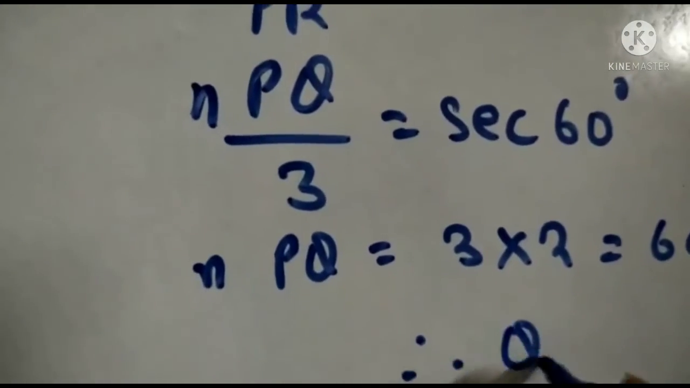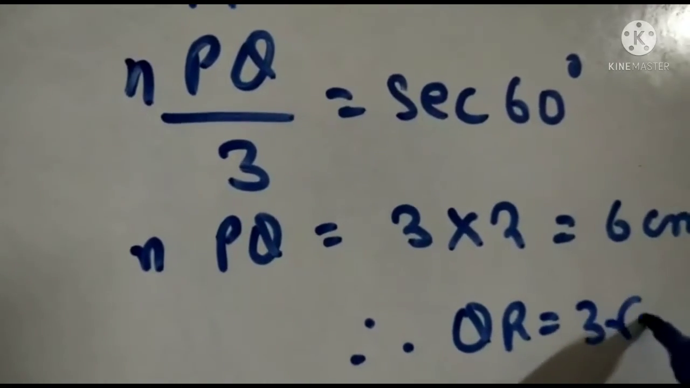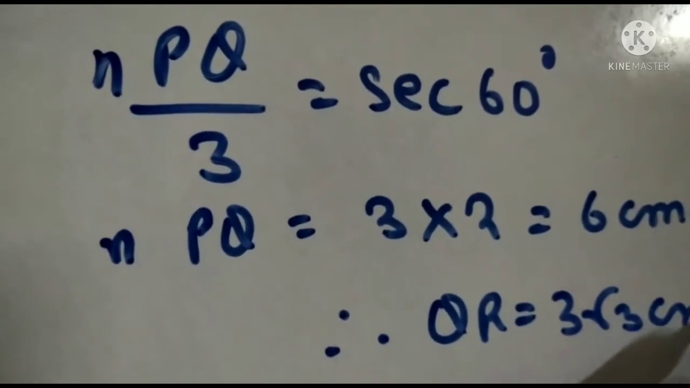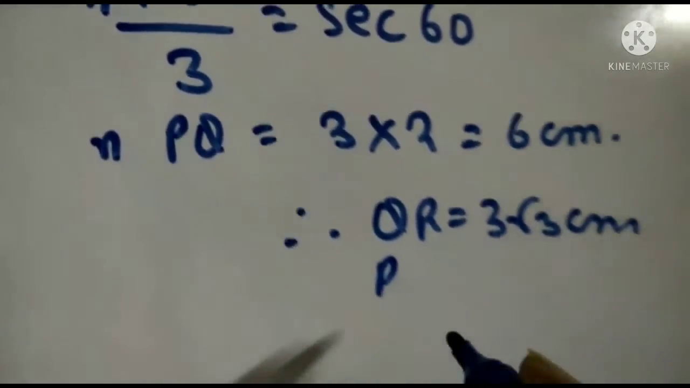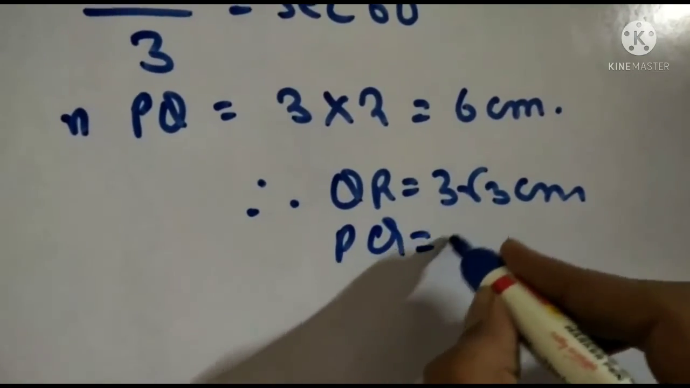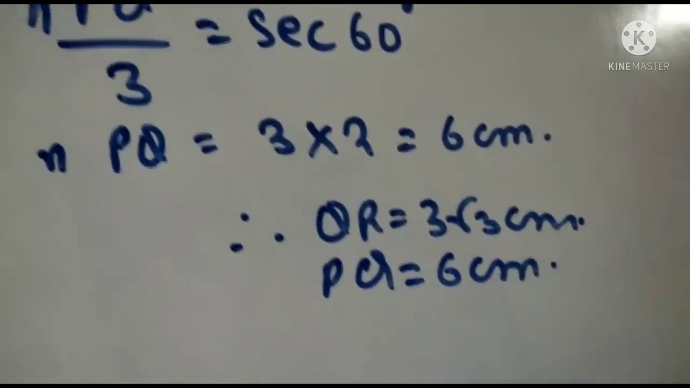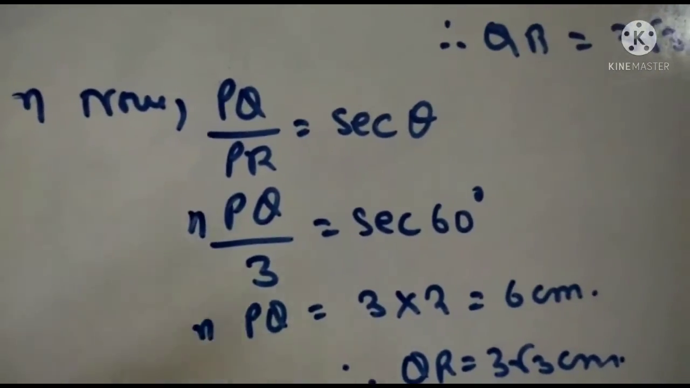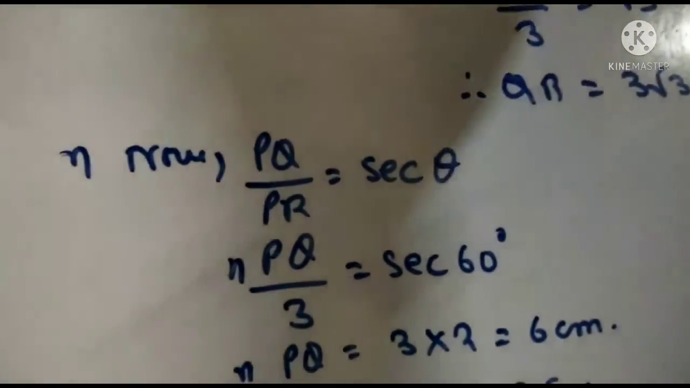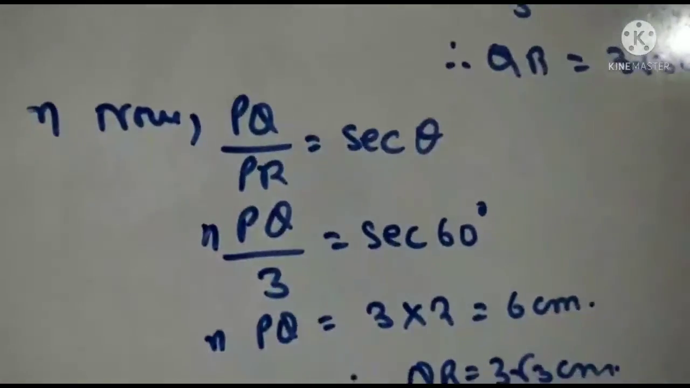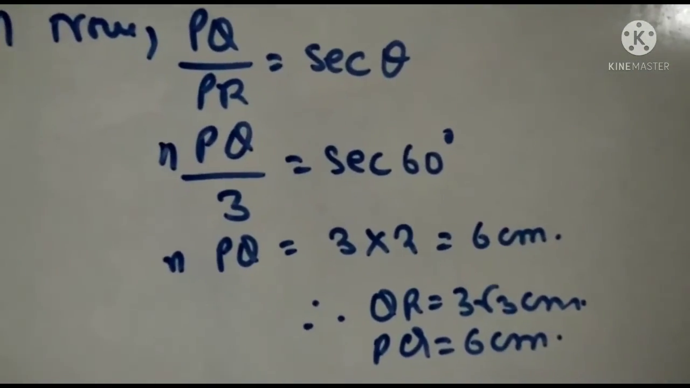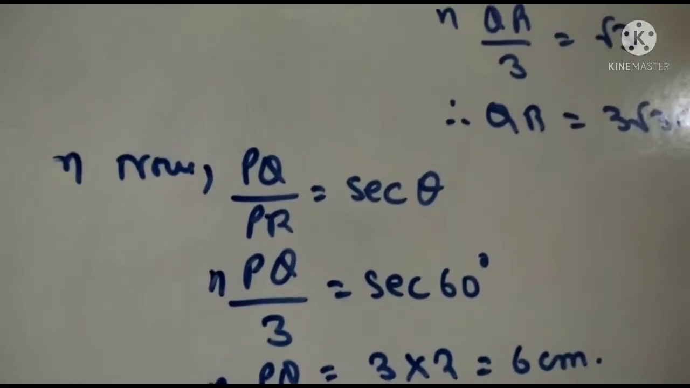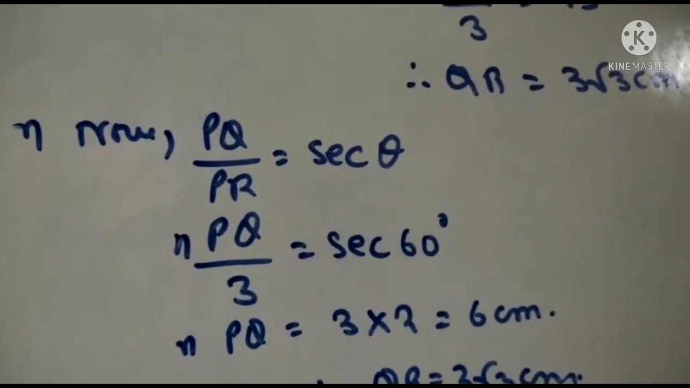Therefore we have found QR is equal to 3 root 3 centimeter and PQ is equal to 6 centimeter. This way we have to find everything. That means in any sum, if one side is given and two sides are told to find, this way we have to apply this and find the sides. Now let's see question number 3. How to solve question number 3.